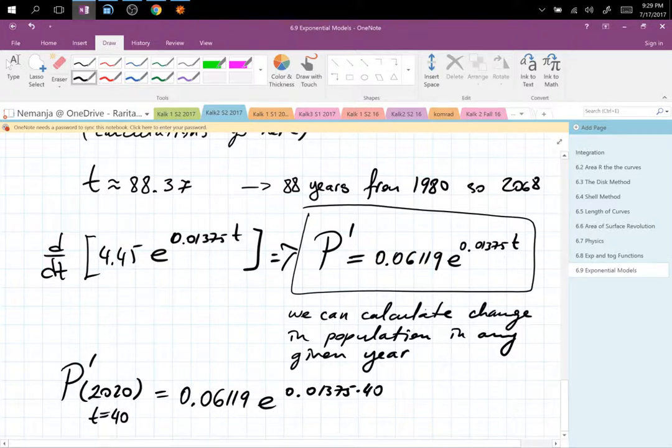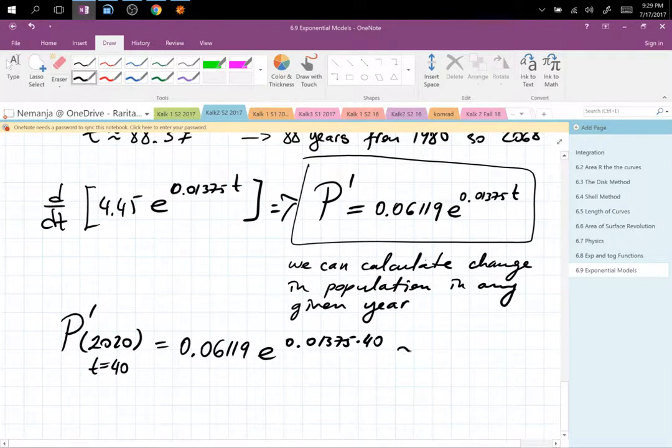And it gives me 0.106 billion. So this means that 106 million people will be added worldwide in year 2020.